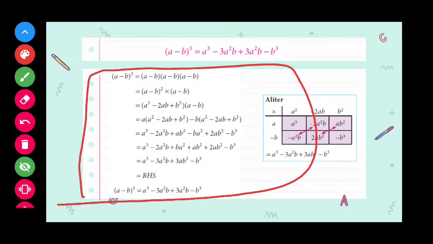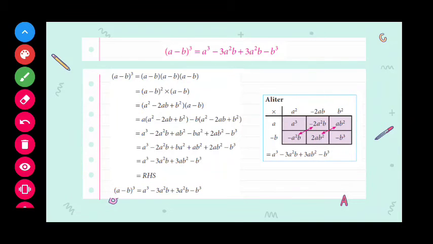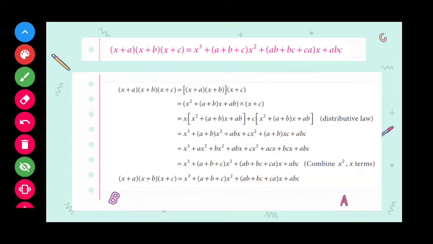You're not going to write this anywhere in your exam paper, but still you should know how this identity came. Okay, so let's get to the next identity, which is x plus a into x plus b into x plus c. This is the same as the identity which we saw in the last class, which is x plus a into x plus b, but here we are saying it for three terms.